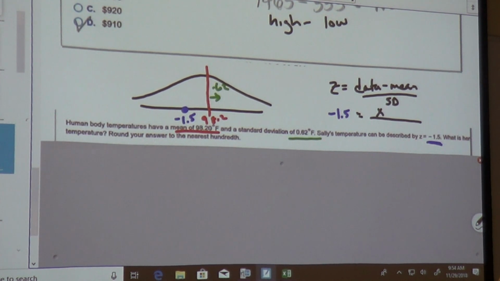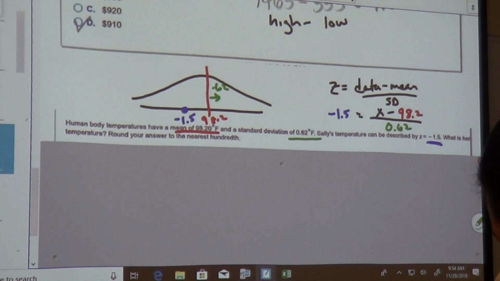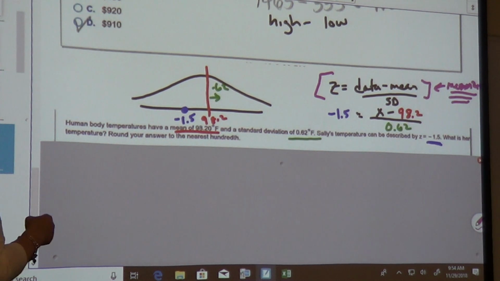X is going to be my data because it says what is the temperature. That's my data, that's what I want to know. Minus what is my mean? 98.2. And what is my standard deviation? 0.62. Okay. So the first thing, and there's several problems in here where you have to know, and I'm going to say memorize, you've got to know what the z-score, or z, is. Z equals data minus mean over standard deviation.